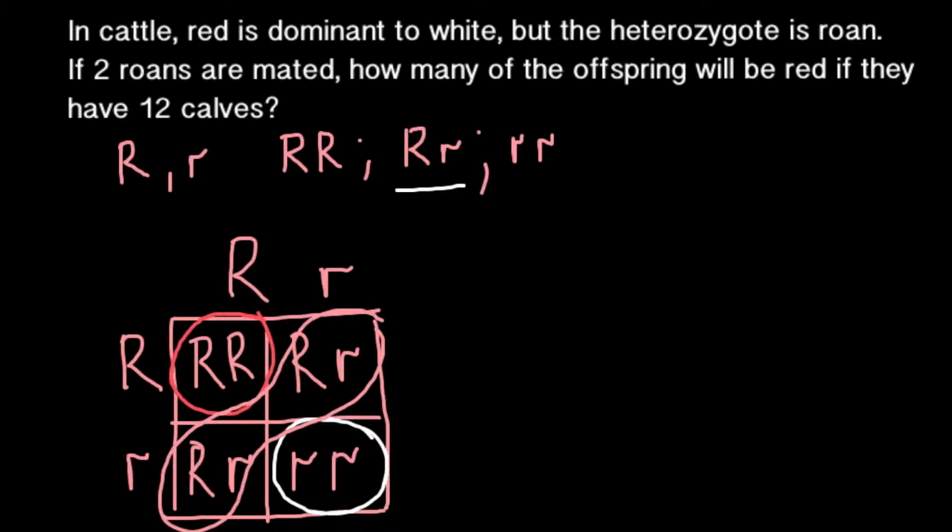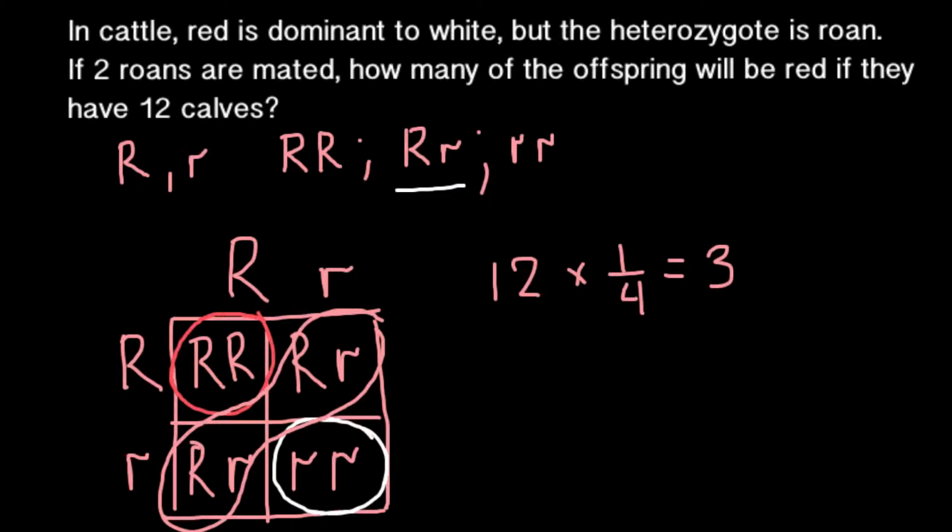So now we can solve our problem, because the question is how many of the offspring will be red if they have 12 calves. This is 1/4, so we can multiply 12 by 1/4, or it is the same as dividing 12 by 4. So the answer would be 3. So we expect that if these two parents have 12 calves, with a probability of 1/4 for red offspring, out of these 12 calves they would have 3 calves that would be red.